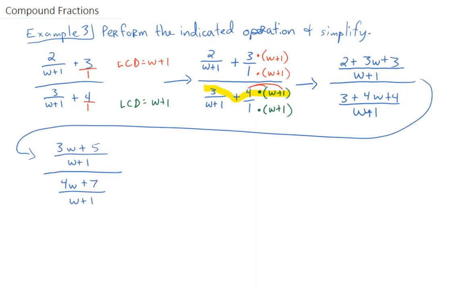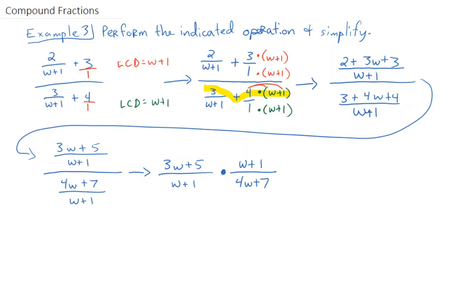Doing this gives me 3w plus 5 over w plus 1, all of that over 4w plus 7 over w plus 1. Now seems like a great time to multiply by the reciprocal. When we do that, we have 3w plus 5 over w plus 1 times w plus 1 over 4w plus 7. Now once we have this, we're in the multiplication phase, so we would factor anything that can factor. It turns out that none of these actually factor.